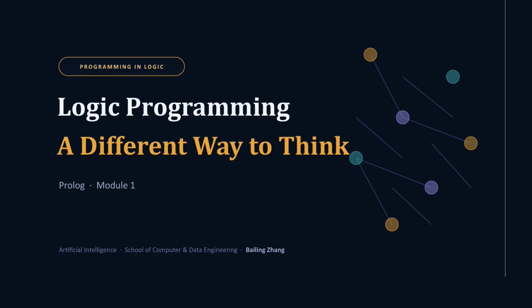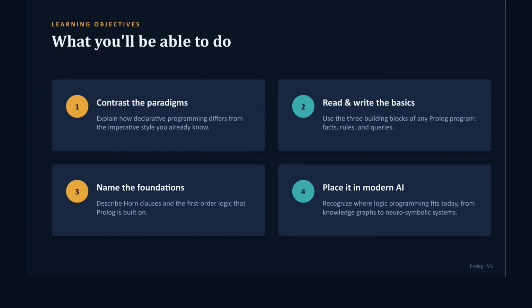Let's begin. Here is what you will be able to do by the end of this module. First, explain clearly how declarative programming differs from the imperative style you already know. Second, read and write the three basic building blocks of any Prolog program: facts, rules, and queries. Third, describe Horn clauses and the first-order logic that Prolog rests on. And fourth, recognize where logic programming fits in the modern AI landscape, from knowledge graphs to neurosymbolic systems. Keep these four goals in mind as we go.